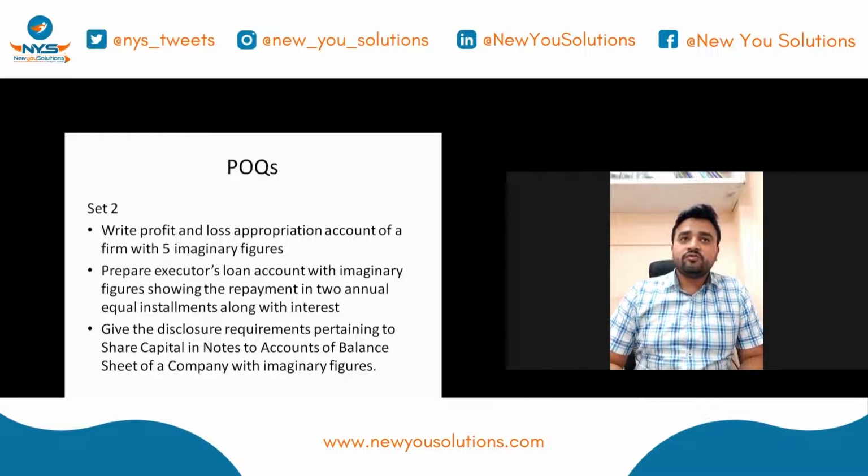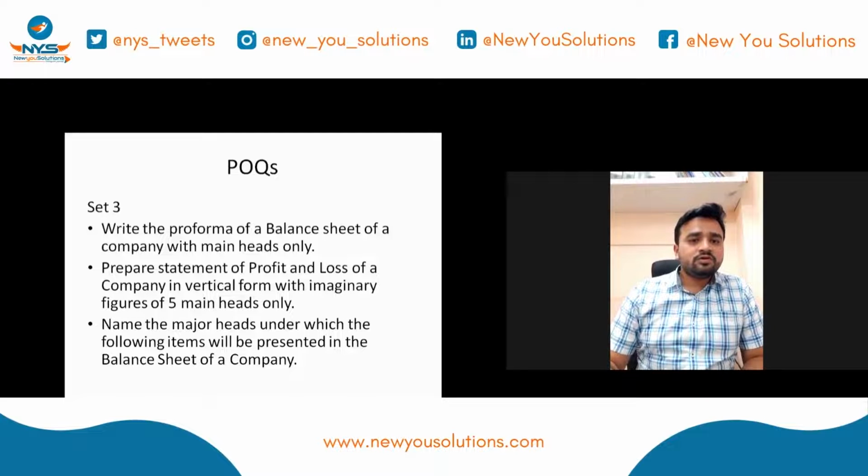Okay, we know that the share capital will be divided into authorized capital, issued capital, subscribed capital, paid up capital, right? We have to show all this, and we need to show how it should be presented in the final accounts. Then the set 3, write the pro forma balance sheet of a company with main heads only. We are supposed to write only the pro forma. You are not supposed to write the imaginary figures here. You should be very careful while reading the question.